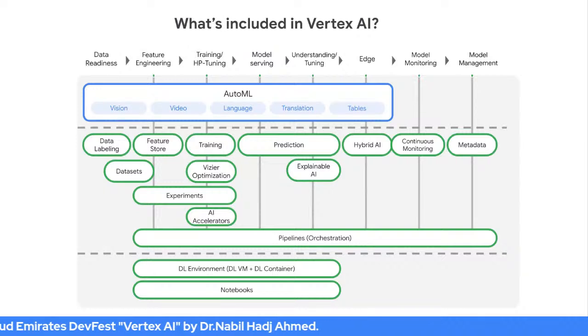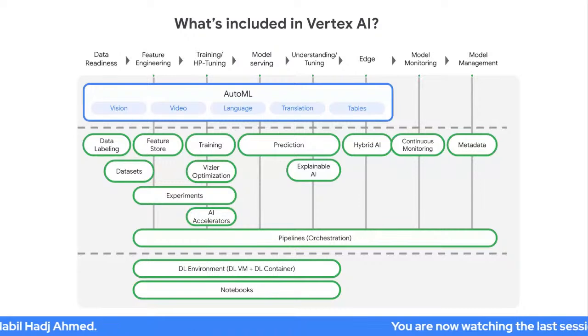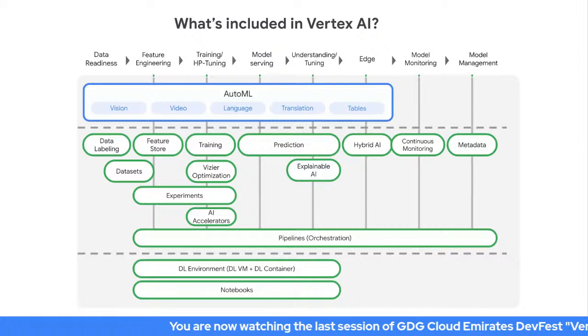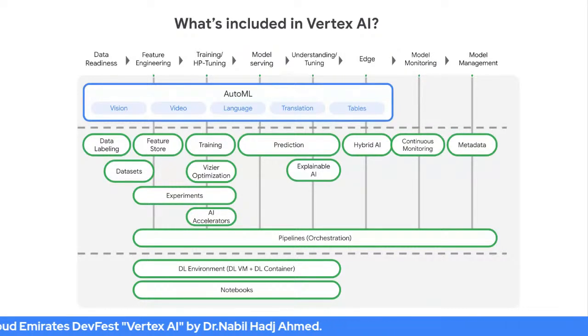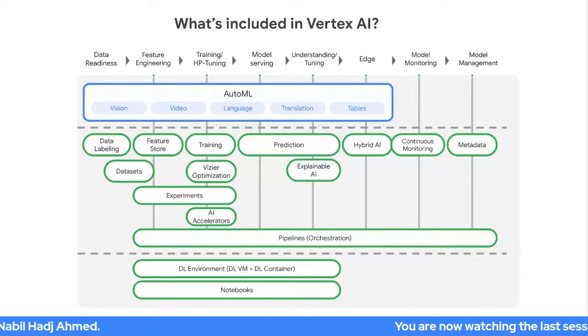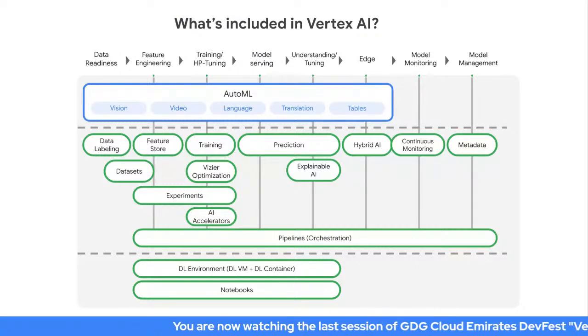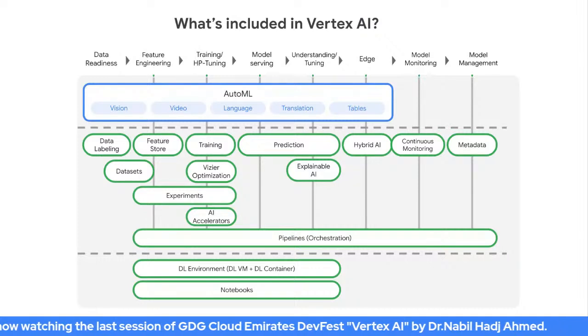So this is Vertex AI. It looks quite scary. Okay, there's a lot in that slide. You can see the whole flow from data readiness, preparing the data, doing feature engineering, preparing the data for a particular machine learning task, doing the training, hyperparameter tuning, and then you serve the model. Then you look at understanding and tuning after that, to have a look at the performance of your models, and then serve it into different areas. You can serve it into Google Cloud or locally, and then you keep monitoring.